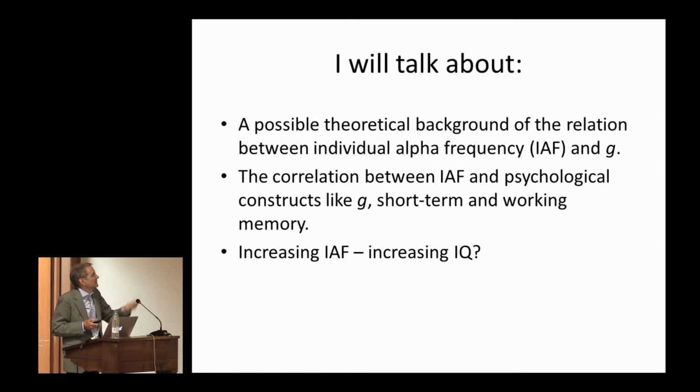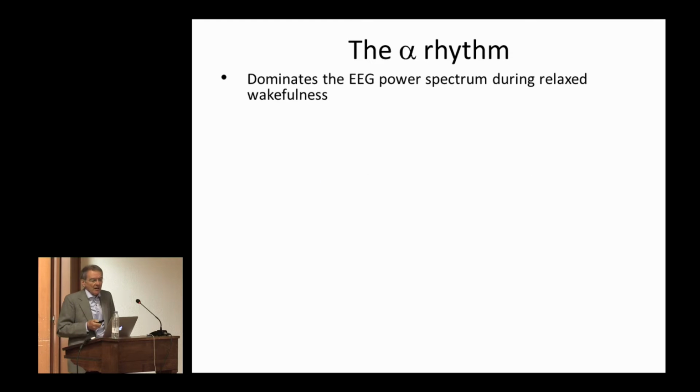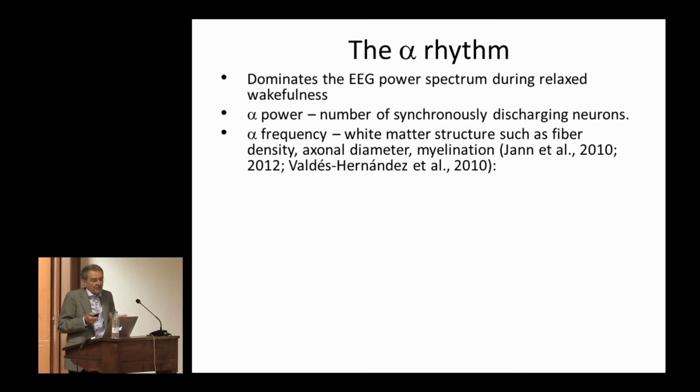So if I go now to this, you see this is an alpha rhythm, eyes closed, and it's the most dominant rhythm you can see. And of course, therefore, the idea was that you could use this alpha rhythm as some kind of a biomarker for anything. It could be a biomarker for depression, or maybe a biomarker for intelligence. So you have two elements in this. You have power, which is the number of neurons related to the amplitude, and you have frequency. Frequency was lately associated with the white matter structure. So if this is correct, then we would expect that an increased individual alpha frequency should be related with intelligence.